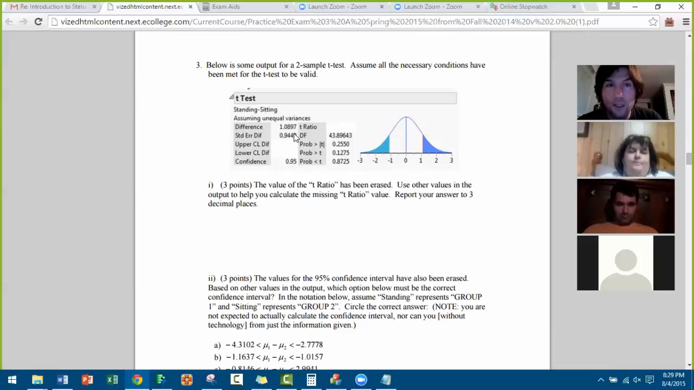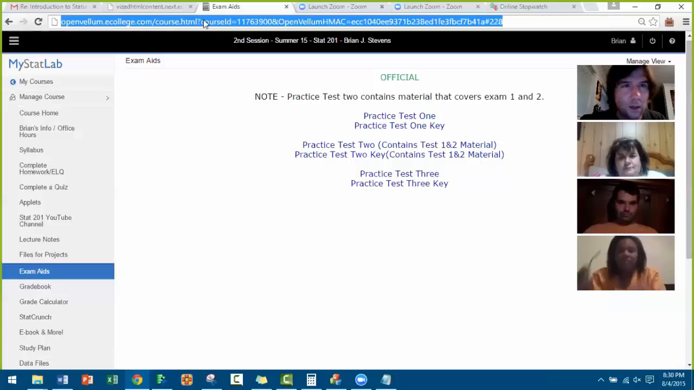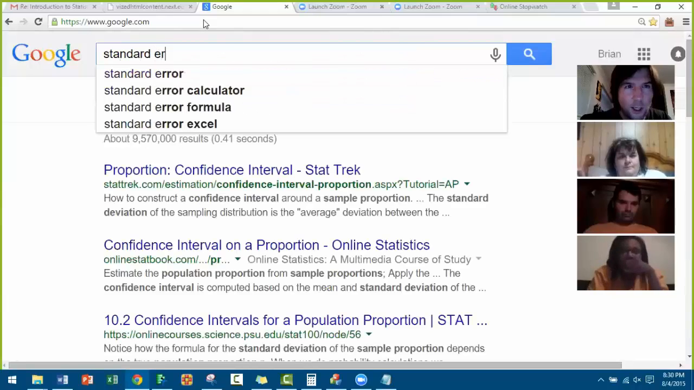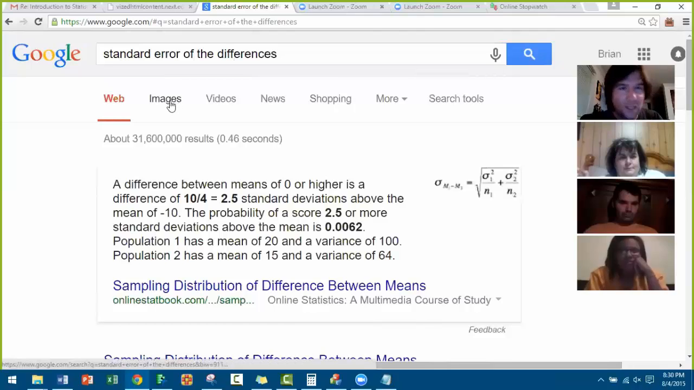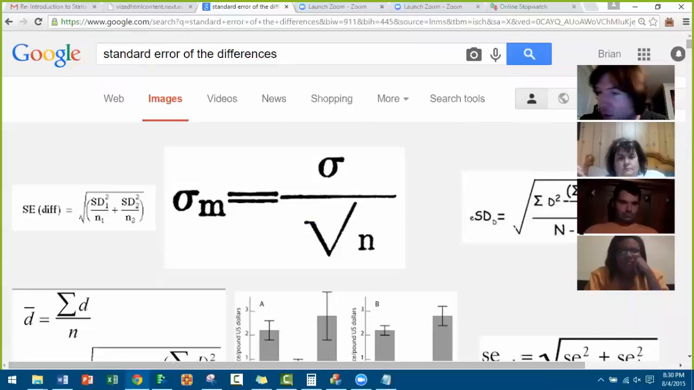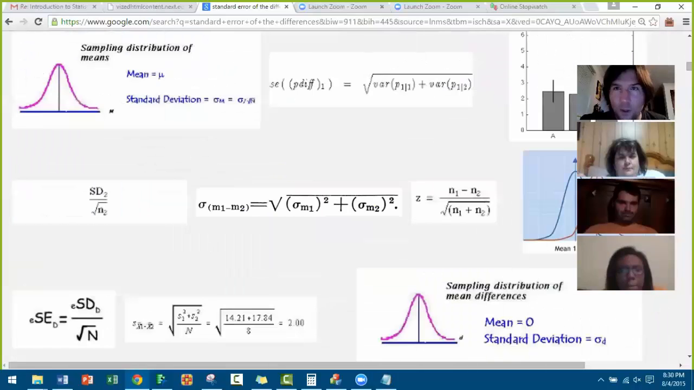The standard error of the difference is the formula. I might just show it off here. Standard error is the square root of S sub 1 squared over N sub 1 plus S sub 2 squared over N sub 2. Let's go to Google, our good friend Google, and search standard error of the differences. Oh, that's for a z-test, so let's not view that. They're giving a bunch of weird ways of viewing it.